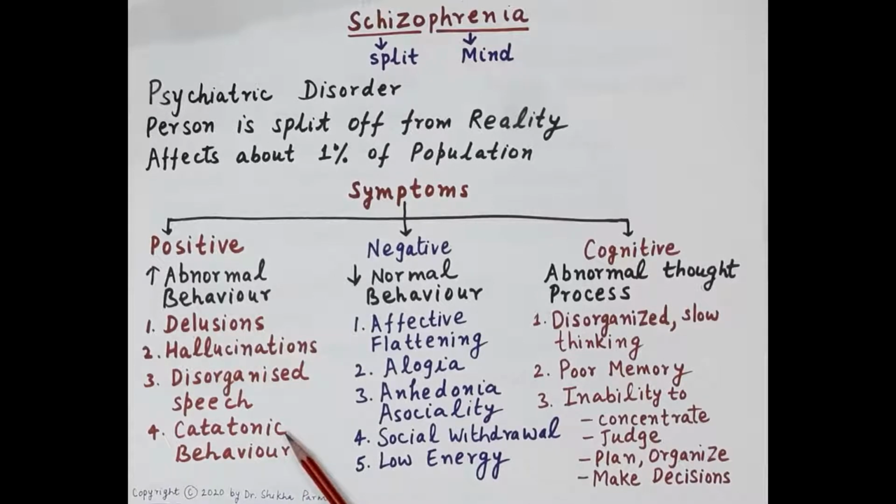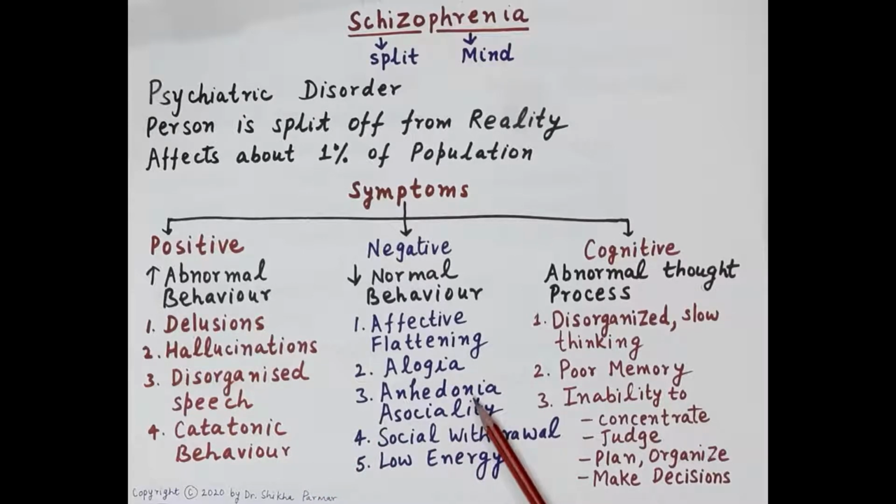Then catatonic behavior. Now, it is exhibited as reduction in the physical movement, and the movements are reduced to such an extent that voluntarily the movements completely stop, and therefore it is referred to as catatonic stupor.